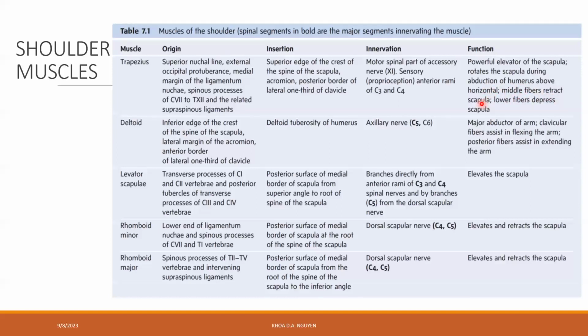Middle fibers will retract the scapula. Retract the scapula. What does that mean? Making the scapula go more towards the midline on the posterior side. And the lower fibers will depress the scapula, just like we said. Why? It is because we know where the muscle originates. We know where it goes to, the insertion. So now you just need to ask yourself a question. What happens if it gets shorter? And you're good. That's how you learn these things.